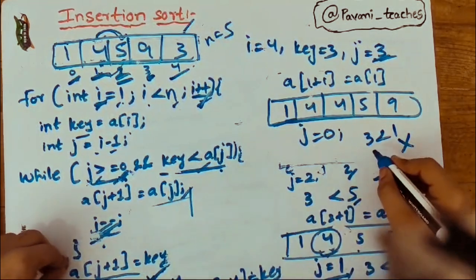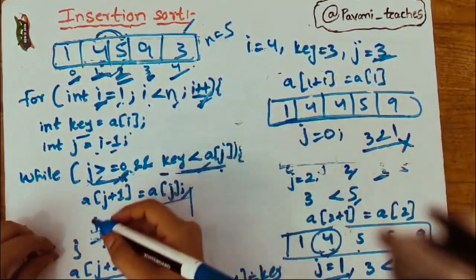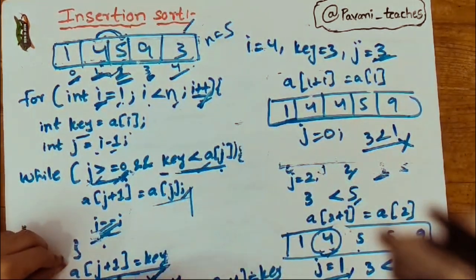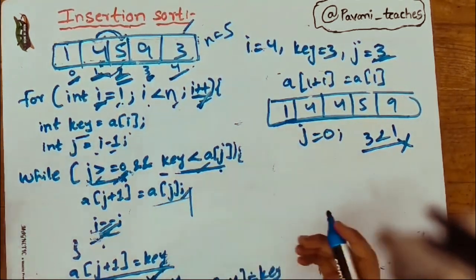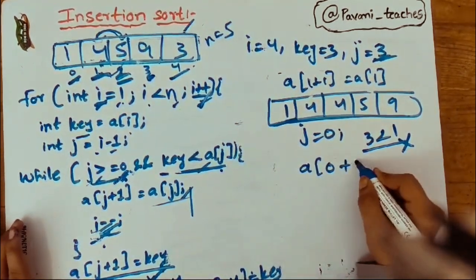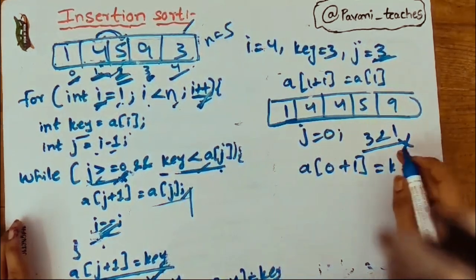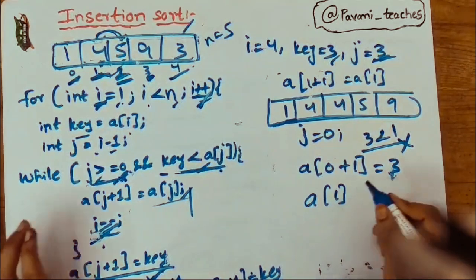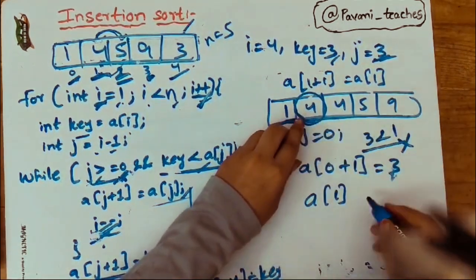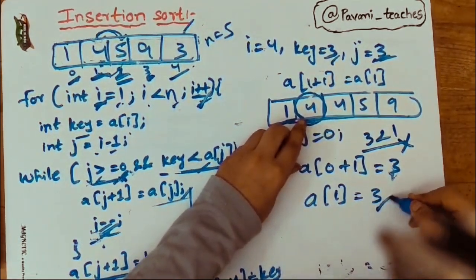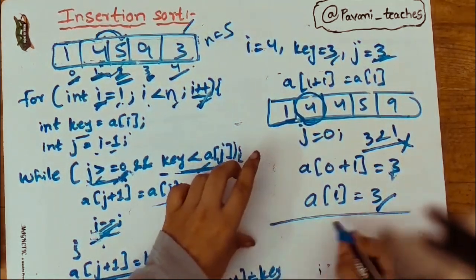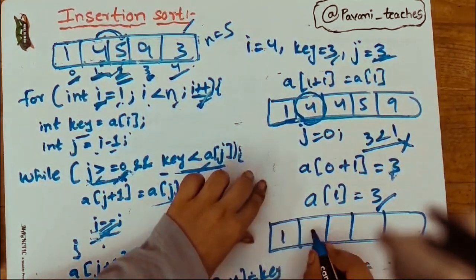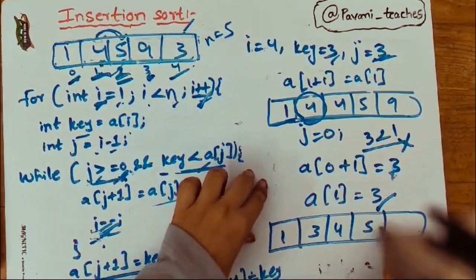As 3 is not less than 1, it will come out of the while loop and perform this operation, that is a of j plus 1 equal to key. Here key value is 3. So we are storing in the place of 1 as value 3. Now the final array will be 1, 3, 4, 5, 9.